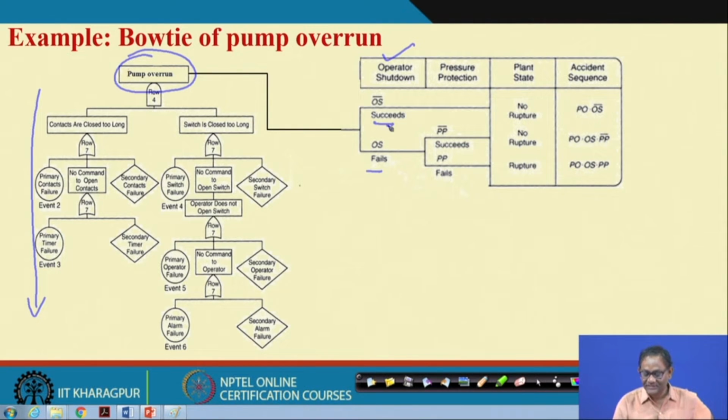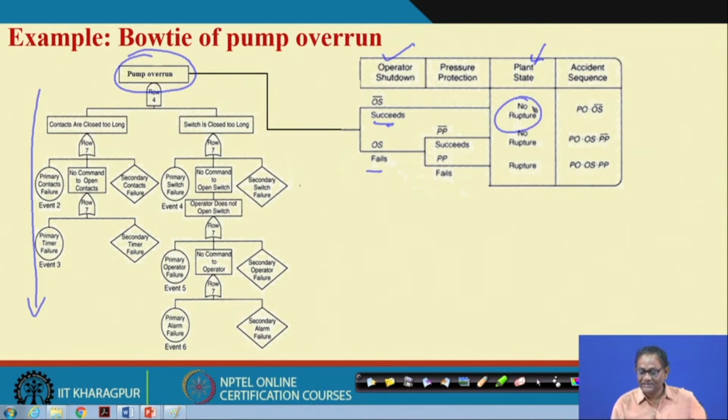If the operator succeeds, what will happen? Then pressure protection is not applicable here, because it is not required. The relief valve case may not be required, because with pump overrun and operator shutdown, that may not be required. Then no rupture situation will be there. This is my planned state.